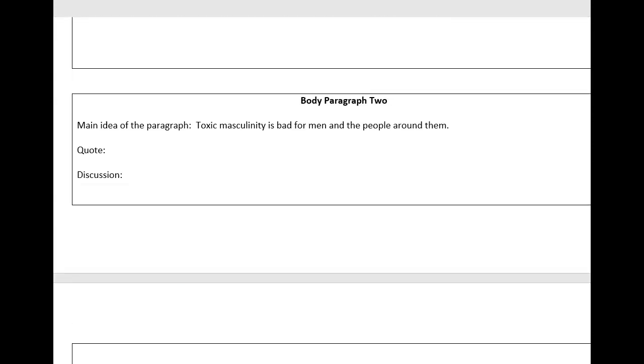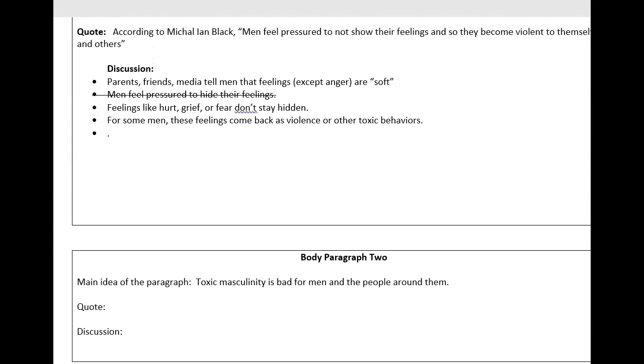And then the other thing I'm going to notice as I come back and look at my planning here and what I'm thinking about is I have this idea that for some men, these feelings come back as violence or other toxic behaviors. I have this idea of things being toxic. We have a video about toxic masculinity. I'm going to drop that toxic idea right down here, carry those words through, and pick up on this idea of toxic masculinity. I'm going to get a quote maybe from the video, and I'm going to plan out my discussion there. So I hope that helps you see how you could use a graphic organizer for planning your essay.